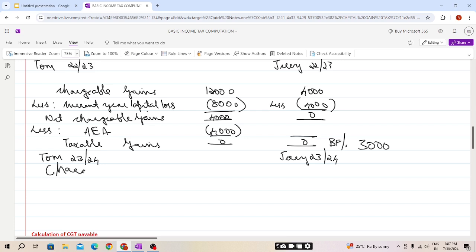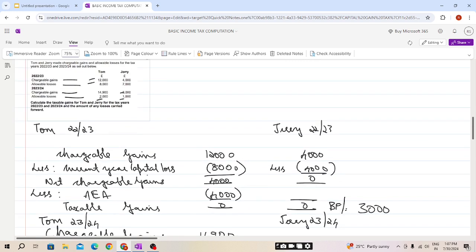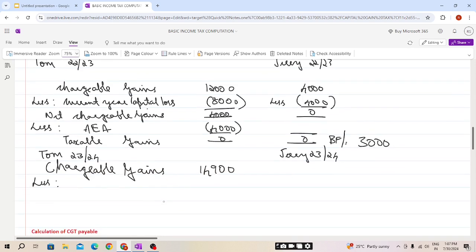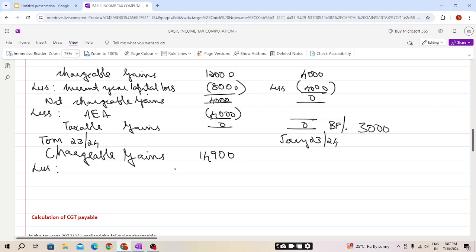The chargeable gains, every year we need to follow this format. The first one, in case of Tommy, it was 14,900 less capital loss of current year. Current year they have allowable loss, students. First we need to set off the current year. No brought forward loss, nothing. Here also no brought forward loss. We have done that, the 2000 for the Finance Act of 22.